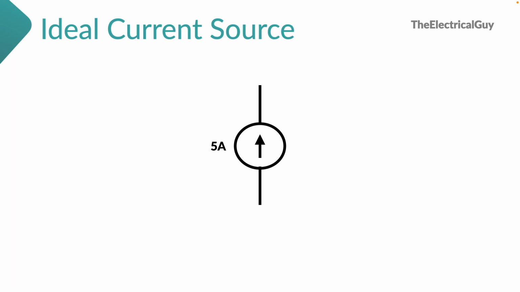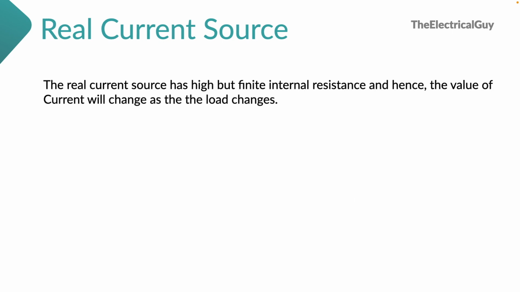And because of one imperfect element, and that imperfect element is again the internal resistance of the current source. Now let's look at the practical or real current source. The real current source has high but finite internal resistance, and hence the value of current will change as the load changes. Initially when we saw the ideal current source, it had infinite resistance, but in case of a real current source, it has high but finite resistance. It is not infinite, and hence the value of current will change as the load changes, right?